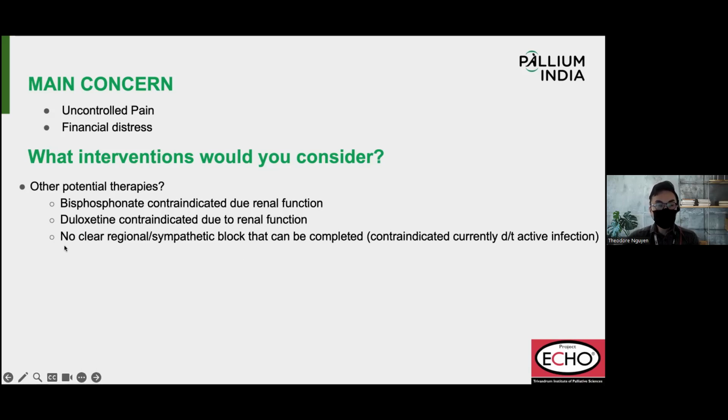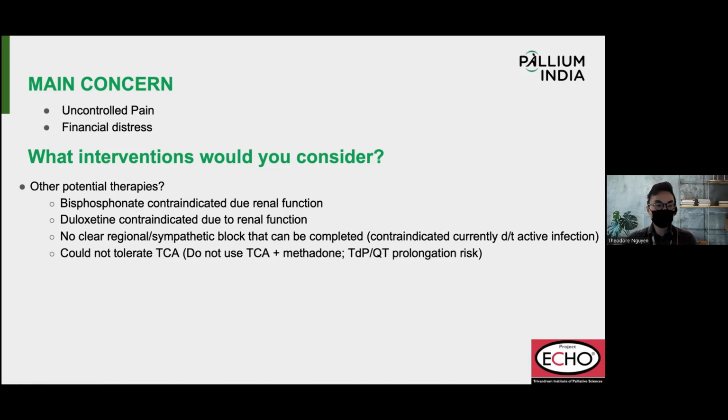And right now, there's no clear regional sympathetic blocks that can be completed. And right now, it's contraindicated because of concern of active infection. Like I mentioned before, he couldn't tolerate the TCA. And as a side note, we never recommend to use a TCA in combination with methadone because it can cause that increased QT prolongation risk. And also it is targeting similar receptors for activity. And then NSAIDs was helpful for him in the past, but he can't continue this because of his current CKD.